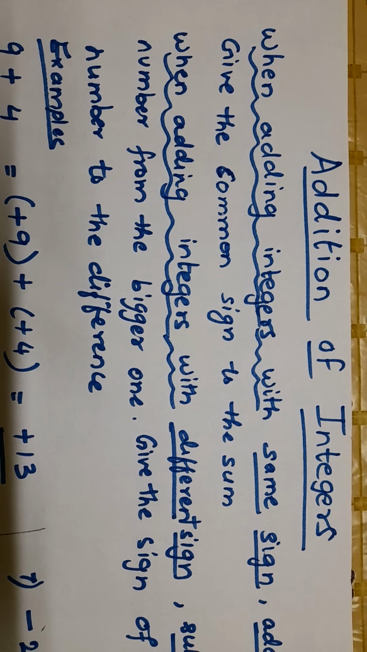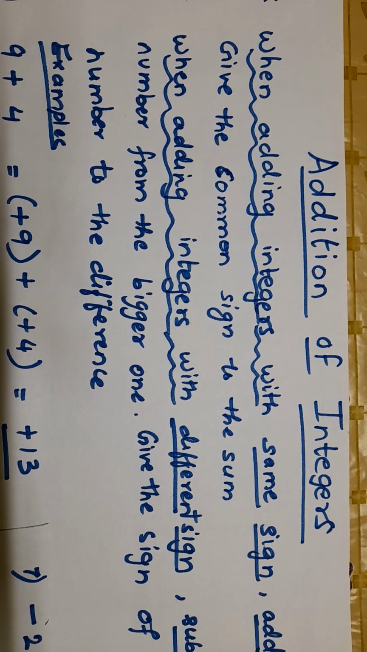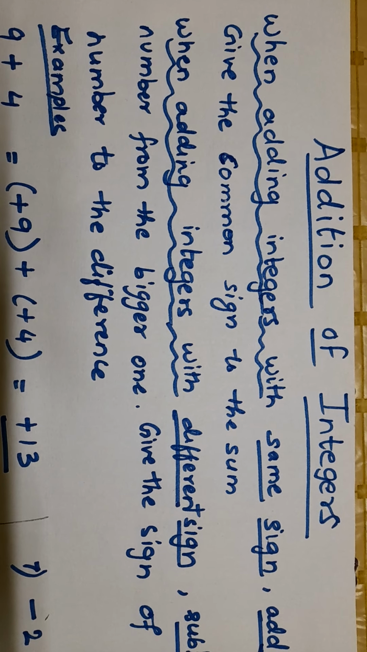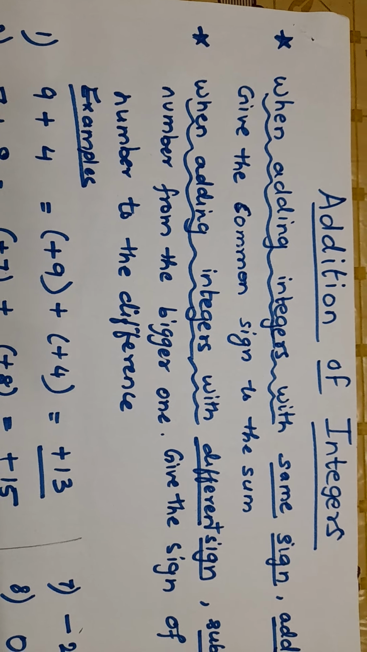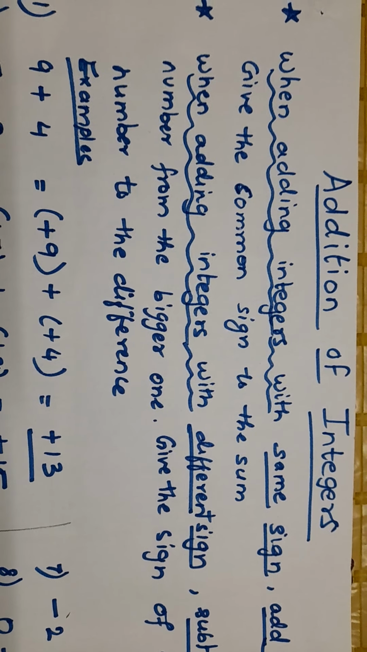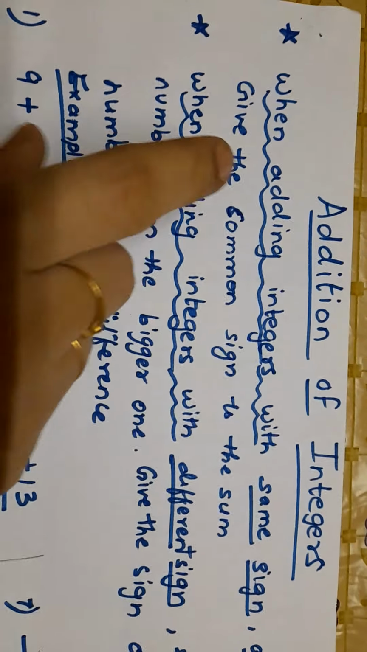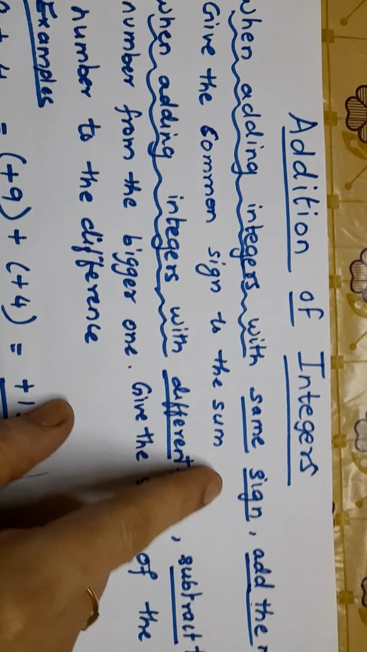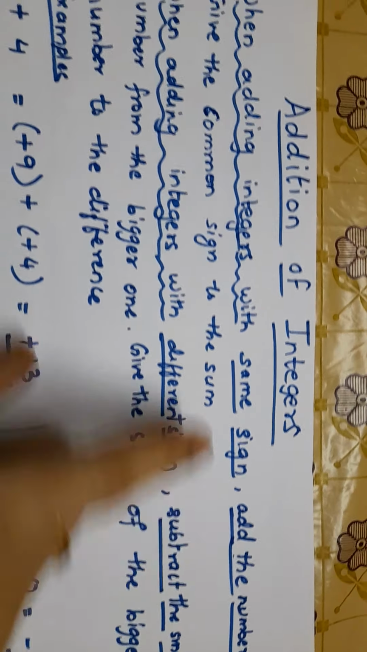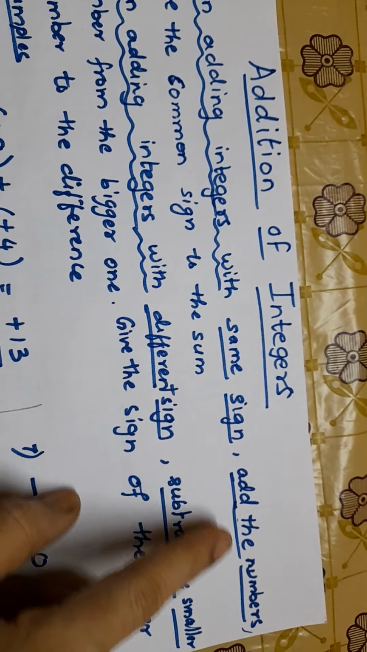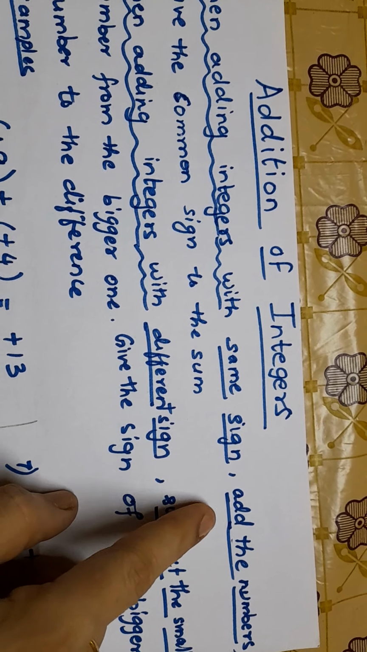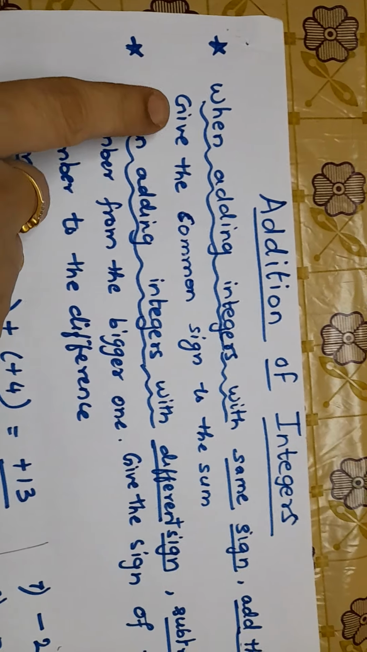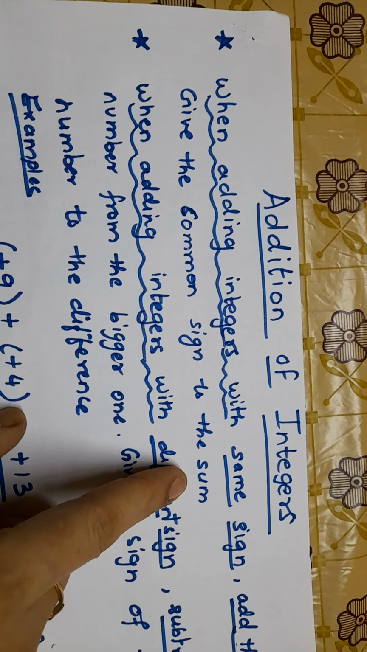पॉजिटिव नंबर्स, नेगेटिव नंबर्स एंड ज़ीरो टुगेदर फॉर्म इंटीजर्स। आज हम जानेंगे इंटीजर्स को हम ऐड किस तरीके से करेंगे। सबसे पहले तो हम इसकी प्रॉपर्टी स्टडी करेंगे। The first one: when adding integers with same sign, add the numbers ignoring the sign. You have to simply add the numbers ignoring the sign. Give the common sign to the sum.